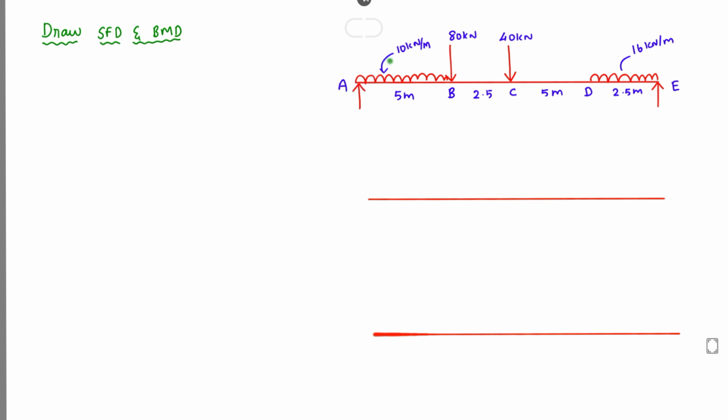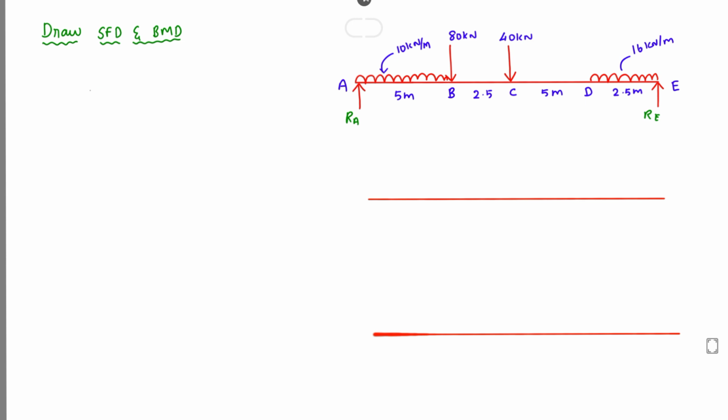Next, a 10 kilonewton per meter UDL is acting on the 5 meter span. Then at the end, D and E, there is a UDL of 16 kilonewton per meter acting over a distance of 2.5 meter. Now we have to find the bending moment and shear force diagram. Before that we have to find the reactions, that is RA and RE.